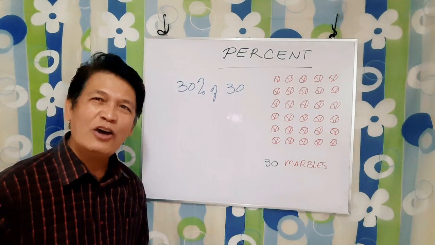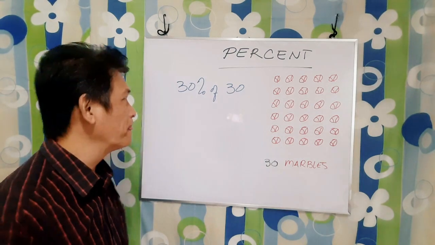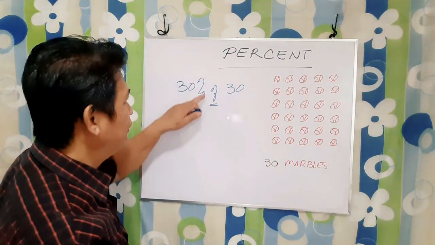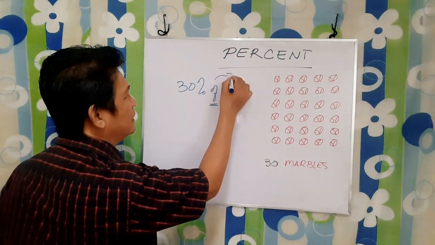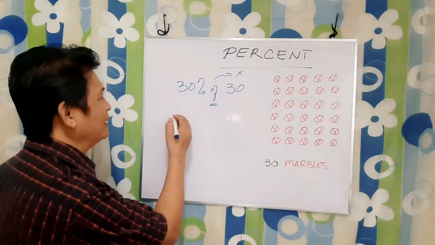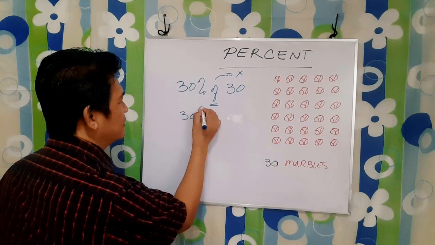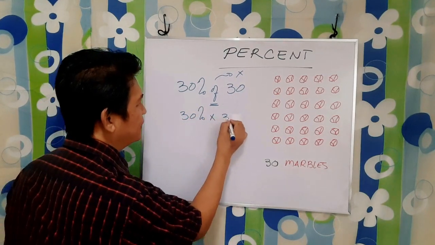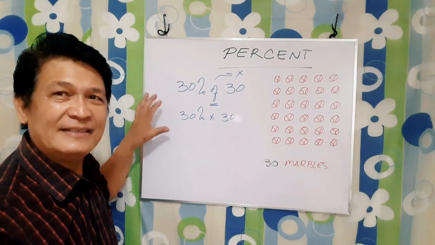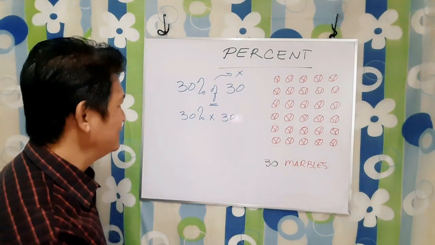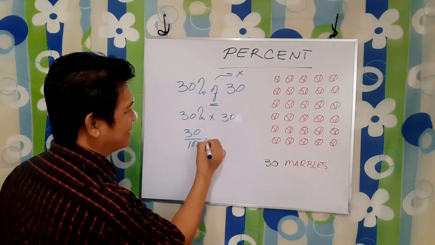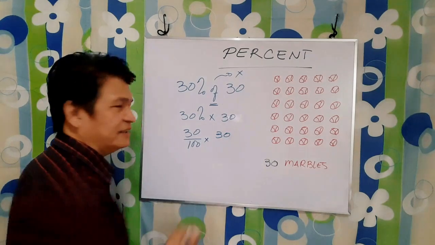To solve that, to know how many marbles you're going to give your friend, we are going to use multiplication. Your word "of" here, you are going to change that into a multiplication sign. So therefore, it becomes 30% of 30. But what is 30%? It is a number per 100. So that will be 30 per 100 times 30.